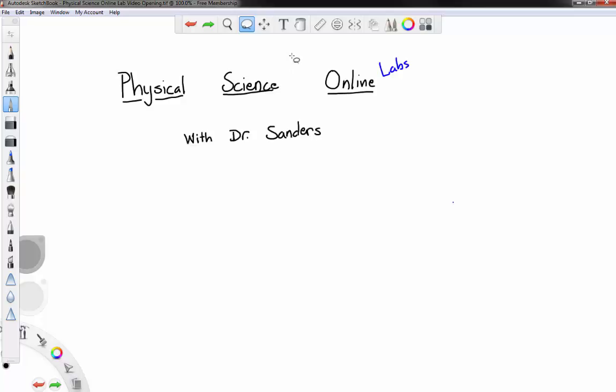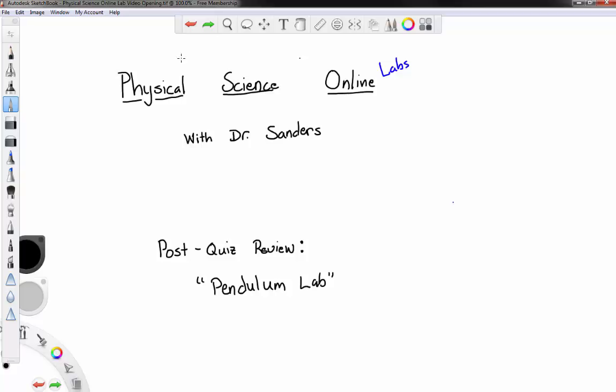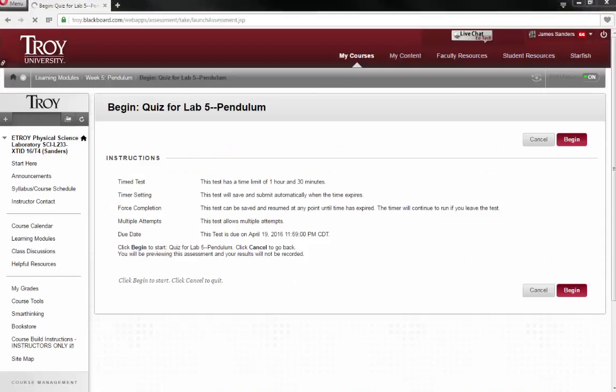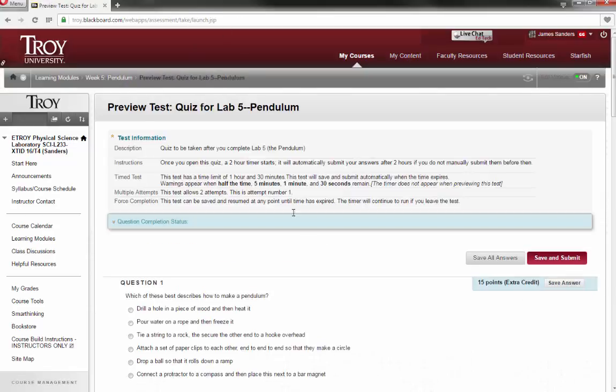In today's video, I'm going to be doing a post-quiz review of the Pendulum Lab quiz. So we're looking at the quiz that comes after the Pendulum Lab. So let's go ahead and pull up the Pendulum Lab. And there it is. And let's go ahead and pull up the Pendulum Lab quiz, which is here. So let's go ahead and begin and see what we get.